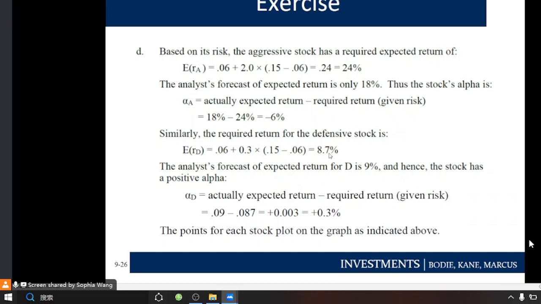Okay. So we can get the alpha, and similarly, the required return for the defensive stock can be calculated by ERD, and we can also calculate the alpha, 0.3.